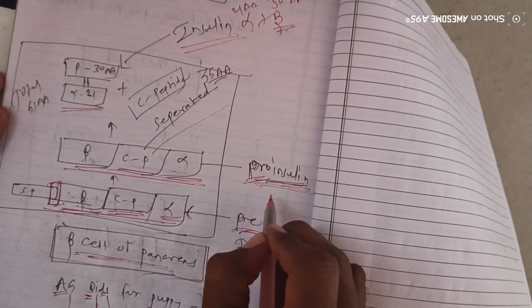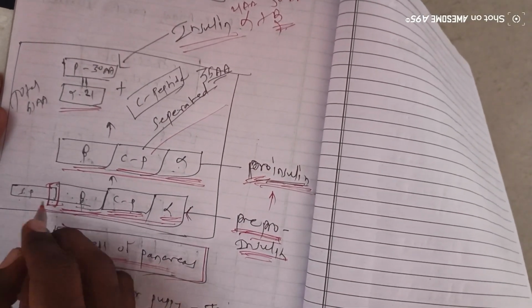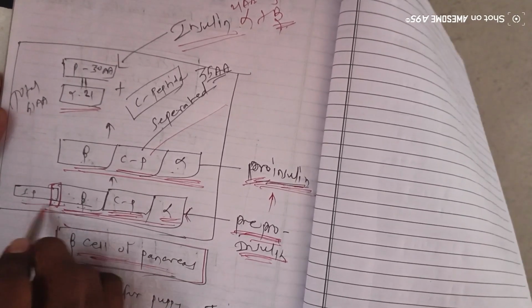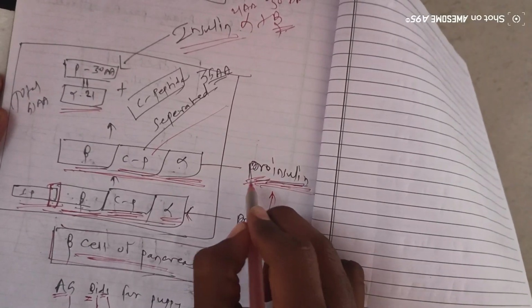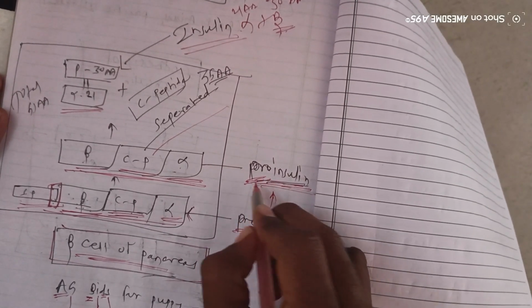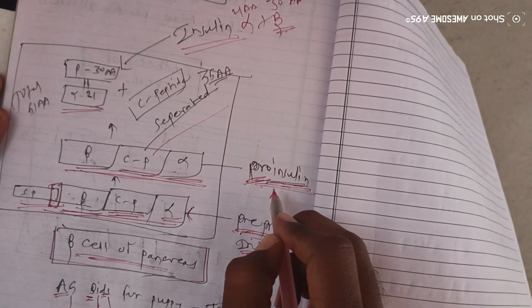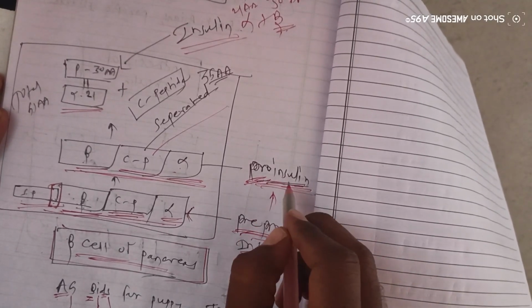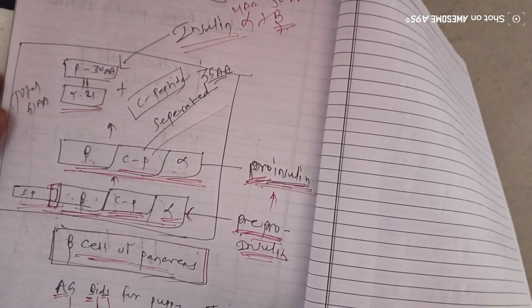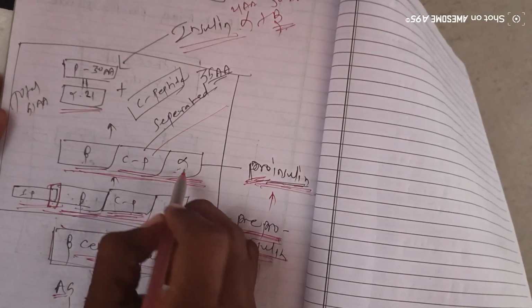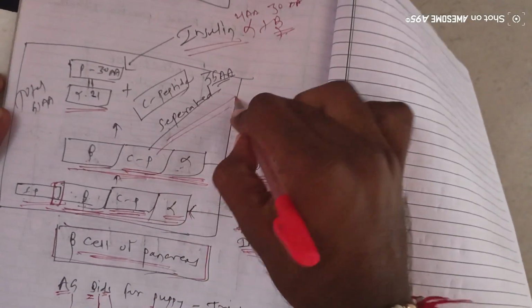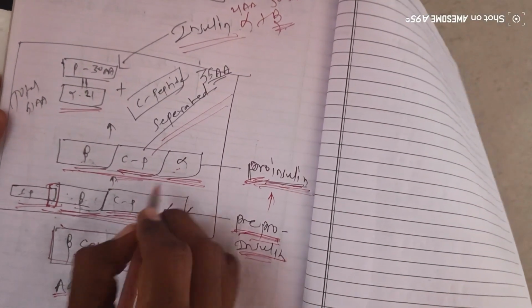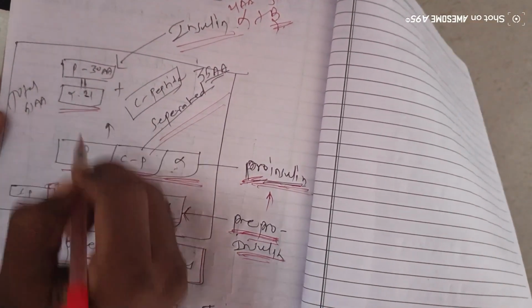From pre-proinsulin, proinsulin is formed. How? Signal peptide gets detached or separated, and the remaining parts form the proinsulin. Whenever the word pro comes, that means that structure is inactive. Alpha chain and beta chain are connected to each other by C peptide. C peptide gets separated, and alpha chain and beta chain are connected to each other by bond, and this structure forms the insulin.